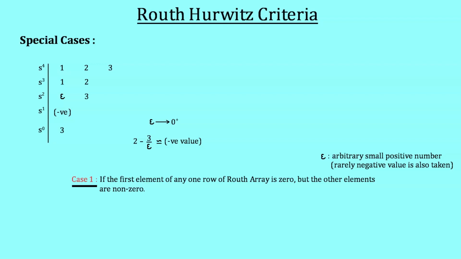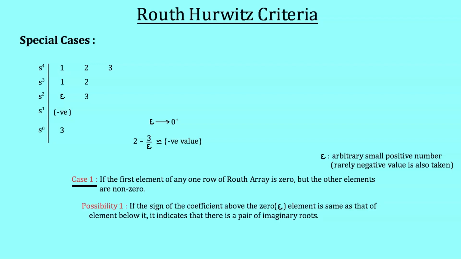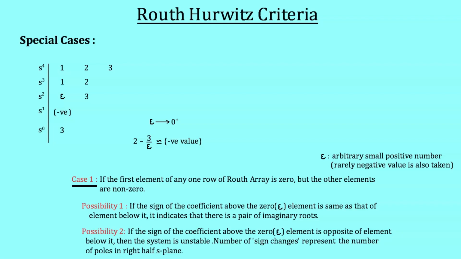Now, in this special case, there are two possibilities. The first possibility is if the sign of the coefficient above the 0 element is the same as that of the element below it, then it indicates that there is a pair of imaginary roots. However, this is definitely not the case here. The second possibility is if the sign of the coefficient above the 0 element is opposite of the element below it, then the system is unstable.